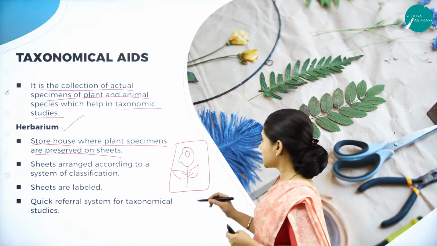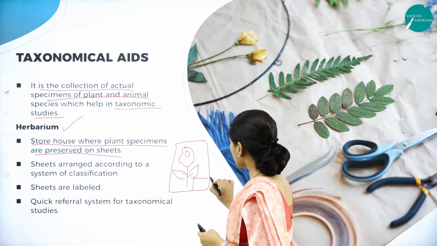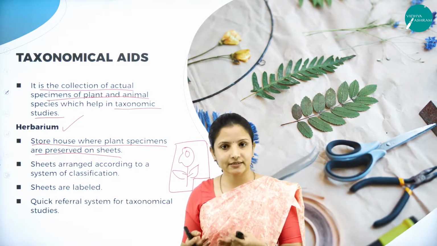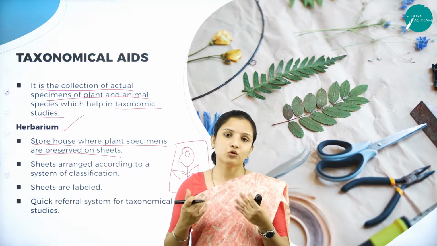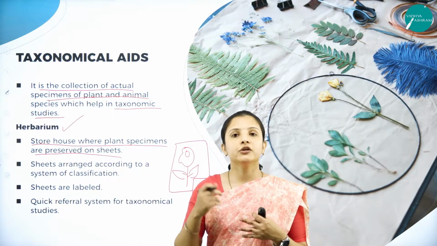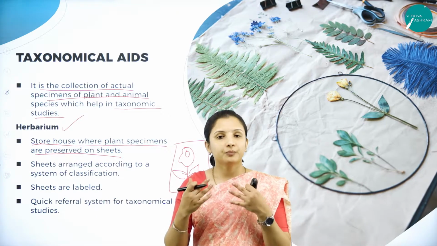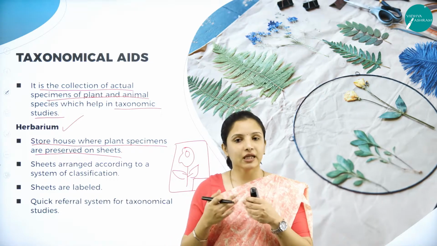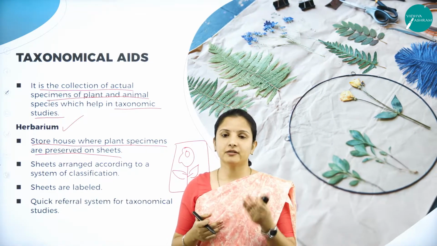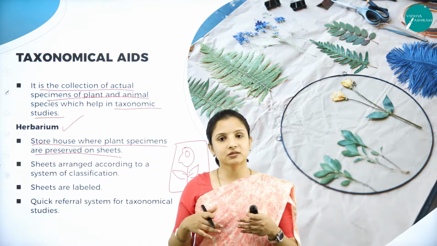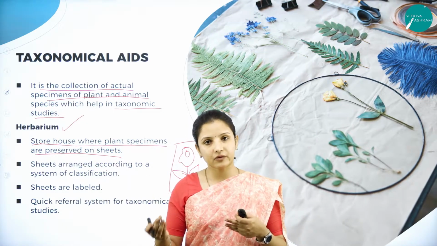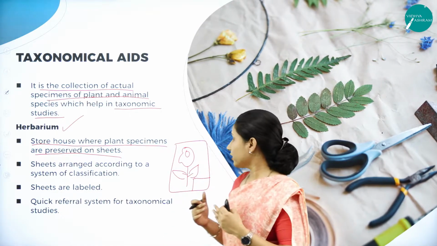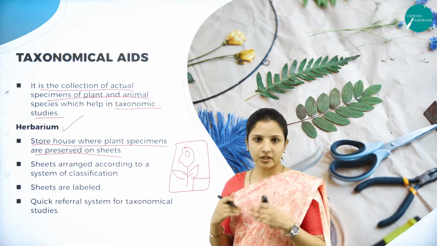This herbarium sheet will have a label. The label will consist of the name of the collector, whoever has collected the plant, so that if you need any more information regarding that particular plant, you can contact the person, and the place where it was collected, the family to which it belongs, the scientific name of the plant, and the date of collection, so that next year again you can go and collect that plant from the same place. It will be on that particular date. It will be easy for you. That is why all this will be written on the label of the herbarium sheet.